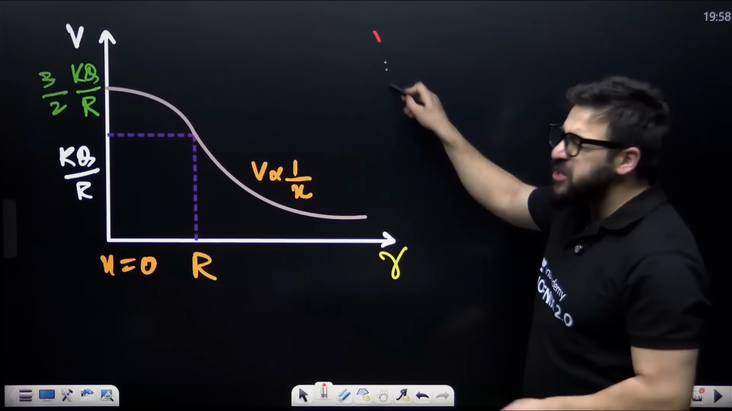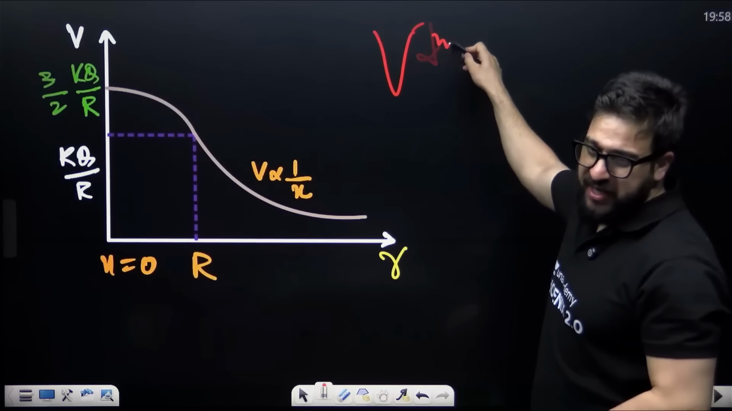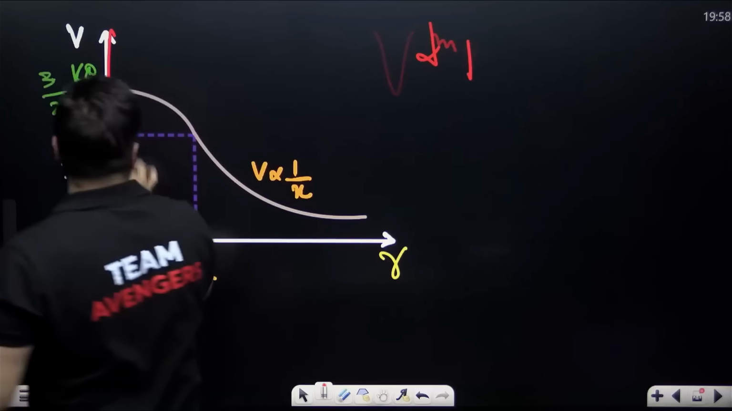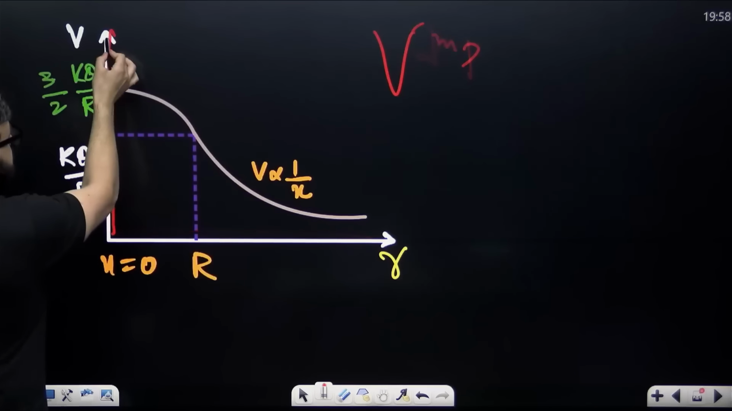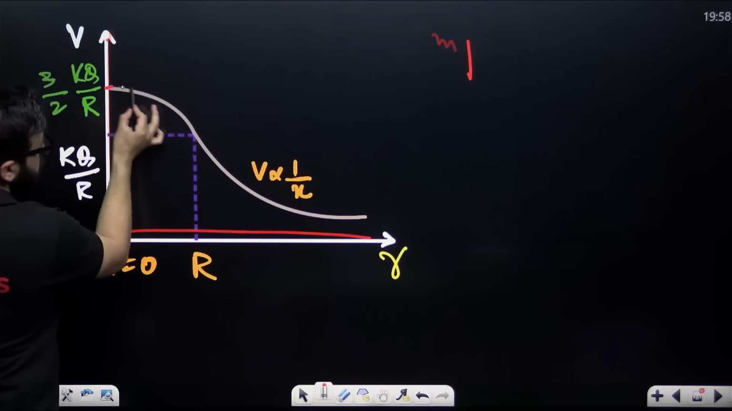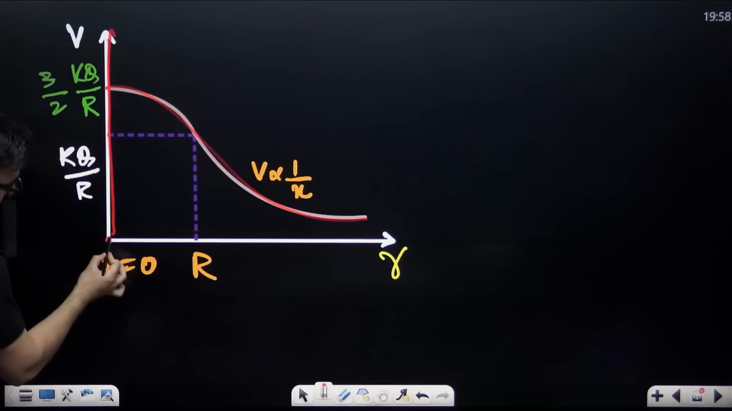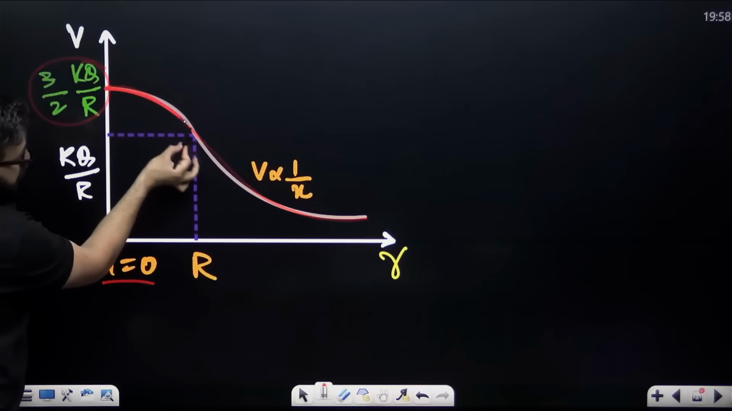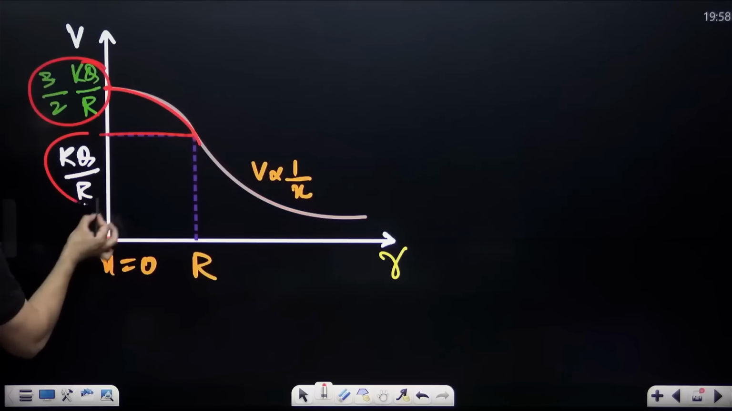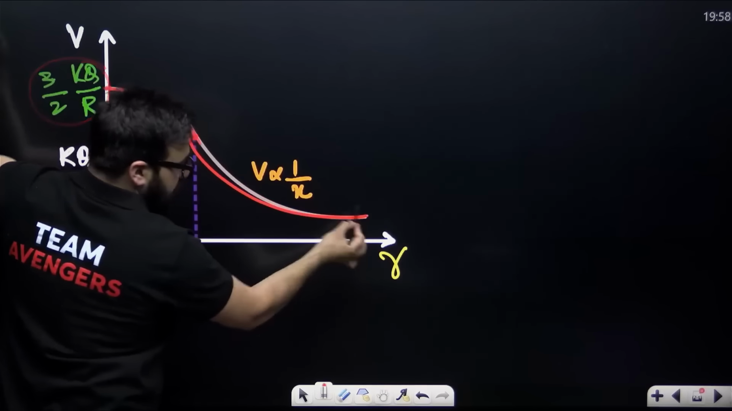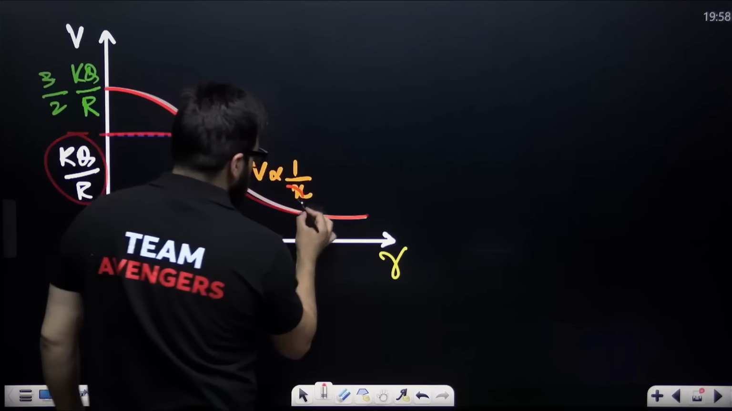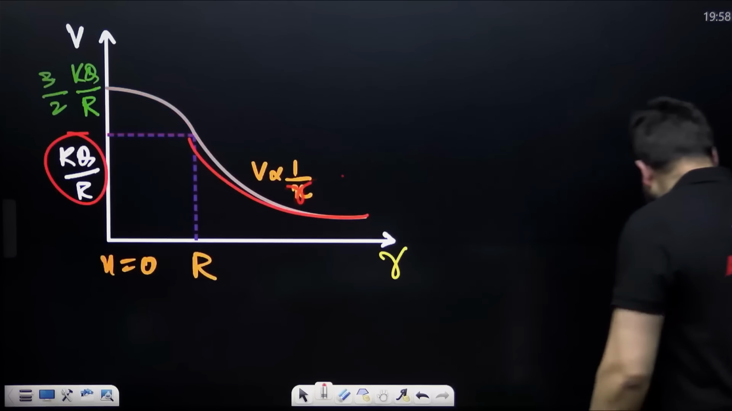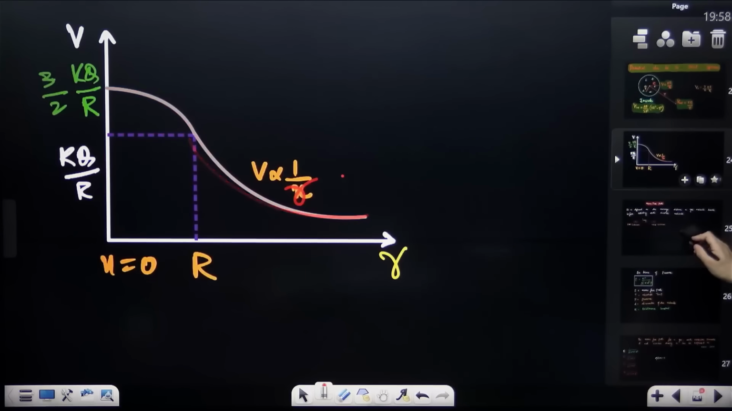And its graph is extremely important, my dear NEET aspirants. This is the graph of potential versus r. It would be something like this. This is the center. At r equal to 0, potential is maximum, 3 by 2 kQ by R. Then it goes down. This is the potential at the surface, kQ by R. Then outside, V is inversely proportional to small r. I hope this is also crystal clear.